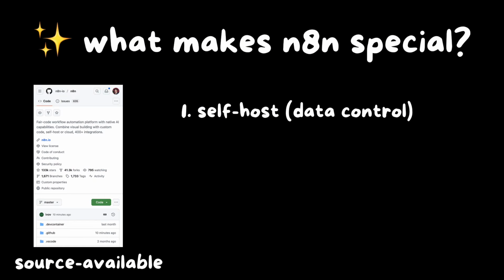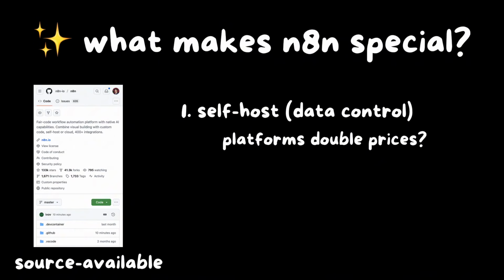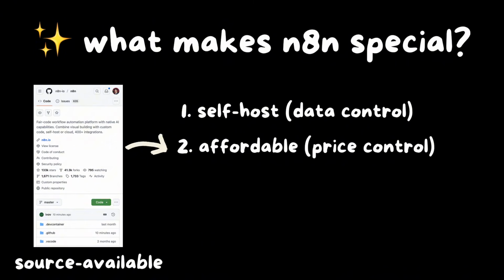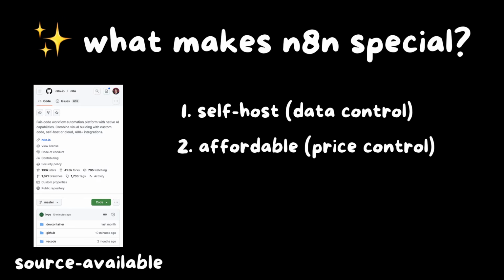But maybe you're thinking, I don't want to deal with servers and infrastructure. So N8N offers cloud hosting as well, but here's the kicker. Even their hosted version costs a fraction of what Zapier charges. Look at this. Zapier wants $73 per month for what N8N gives you for $29, and that's not a typo. But the real magic? If Zapier decides to double their prices tomorrow, what can you do? Nothing. You're trapped. With N8N, you can just download your workflows in JSON format and move them to your own server. You have an escape hatch.